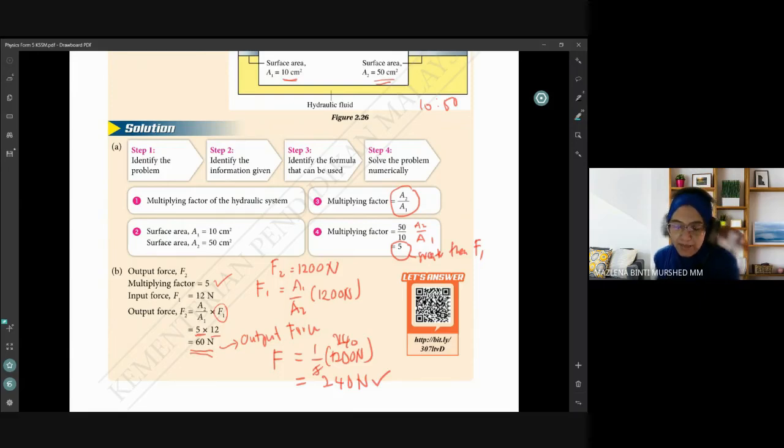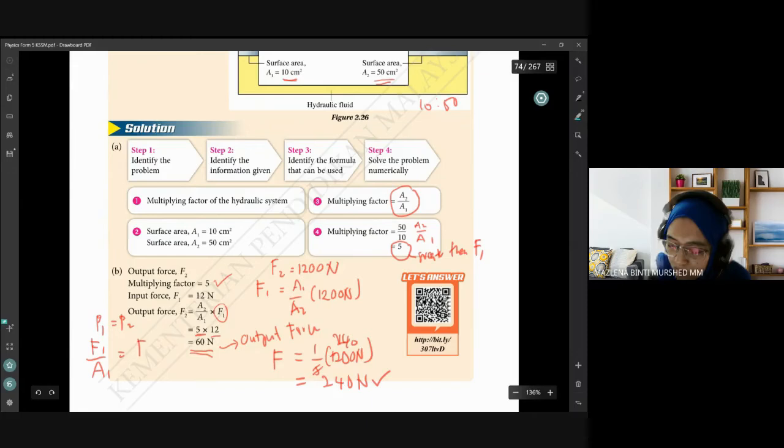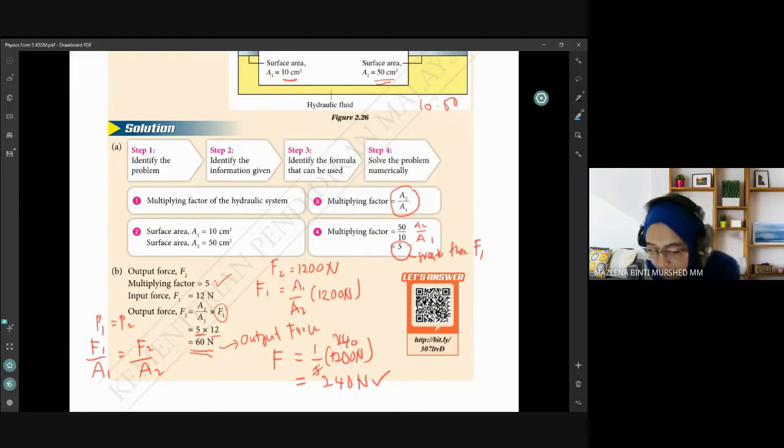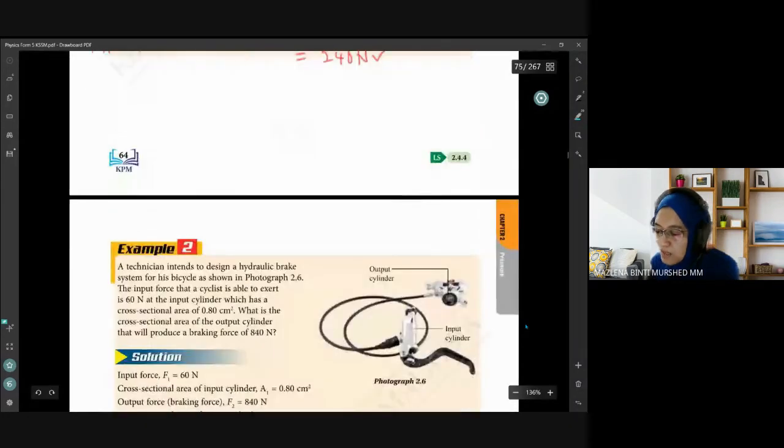Boleh? So daripada formula yang sama saja kita boleh cari, since saya tahu P sama dengan P2. So F1 over A1 equals to F2 over A2. So kita boleh cari dia punya multiplication factors of the force produced atau force yang diberi dalam satu sistem hidrolik ataupun Pascal.